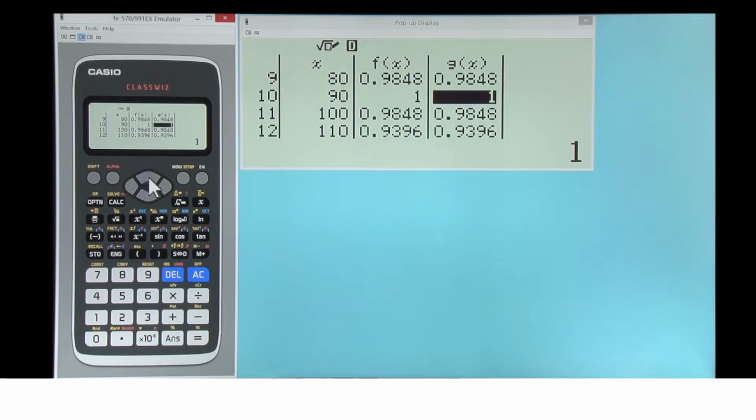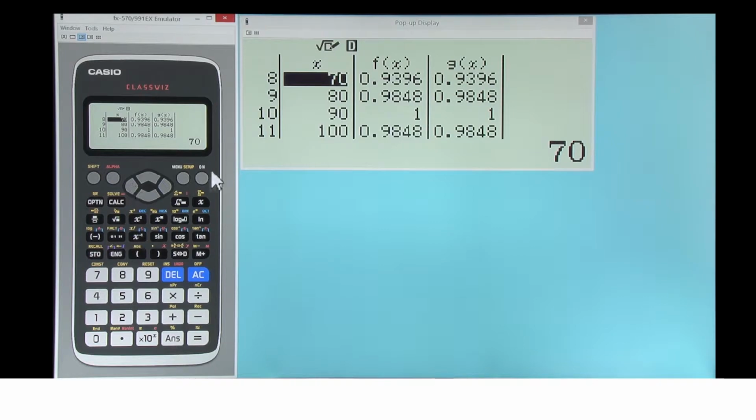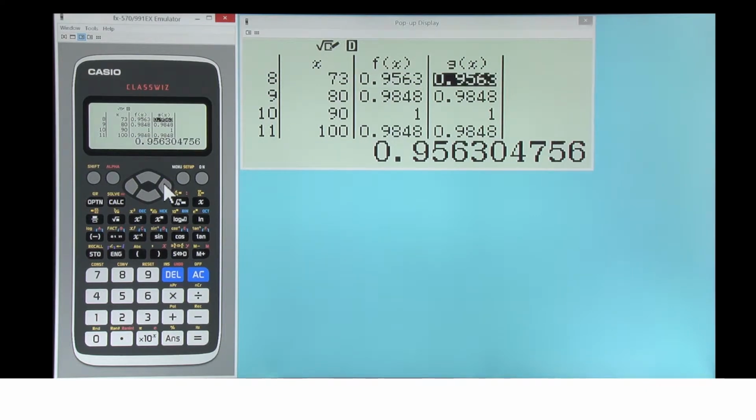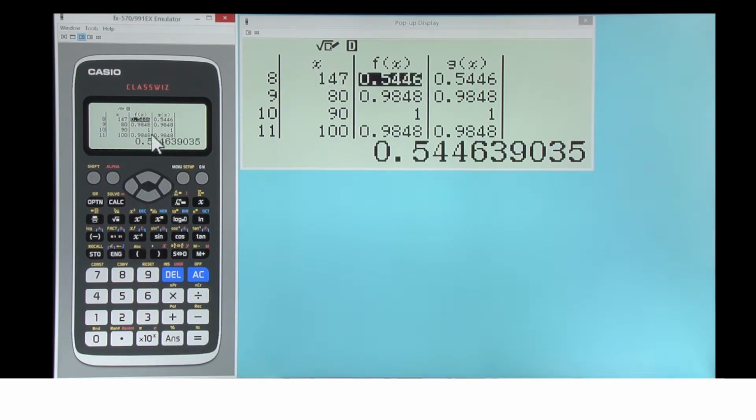And indeed, if we change some values, go over here, change the 70 and make it, say, 73, the sine of 73 degrees is there, the sine of 107 degrees is there, and they're the same. And likewise, if we made this 147, the sine of 147 degrees is 0.54, and the sine of 180 degrees subtract that is the same.